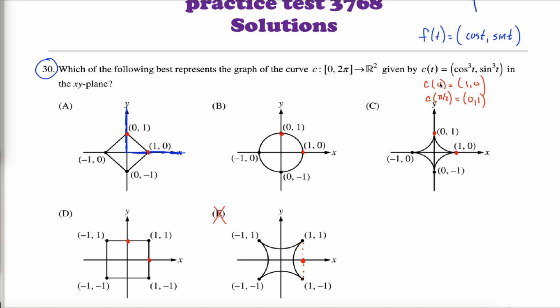Well, what if instead of considering an angle of 0 and pi over 2, I considered the angle pi over 4? Well, let's see if you have your unit circle memorized. Maybe you know that the cosine of pi over 4 and the sine of pi over 4 are both the same. They're both root 2 over 2. So c of pi over 4 will have that root 2 over 2 cubed as both its x-coordinate and its y-coordinate. What is root 2 over 2 cubed?